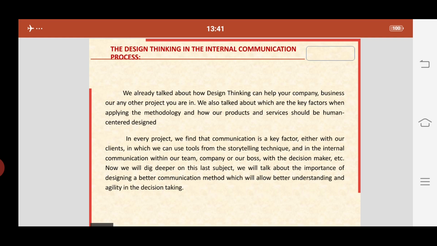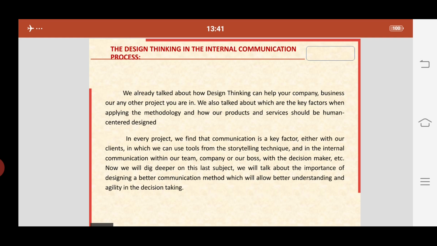We already talked about how design thinking can help your company and business purposes or any other project you are in. We also talked about which are the key factors when we are applying the methodology, and how our products and services should be human-centered designed. We already said that in previous classes.